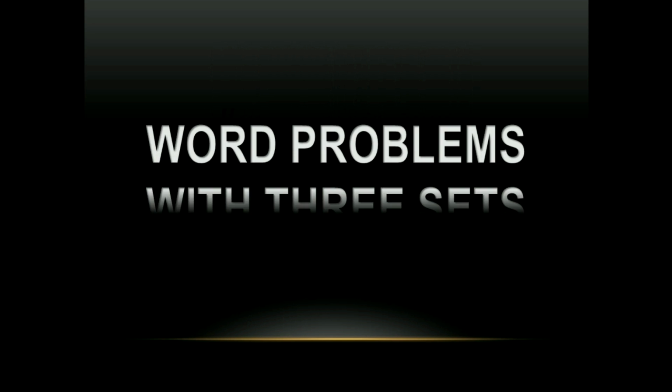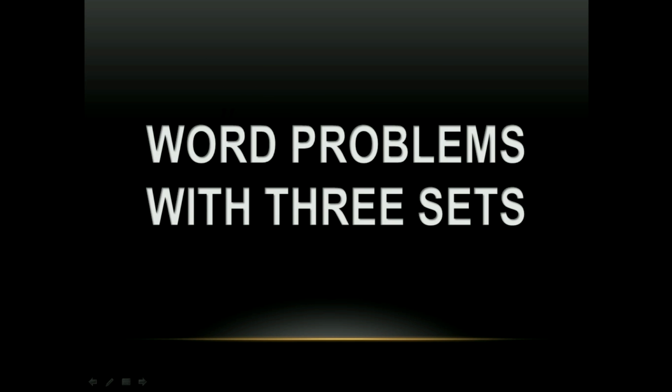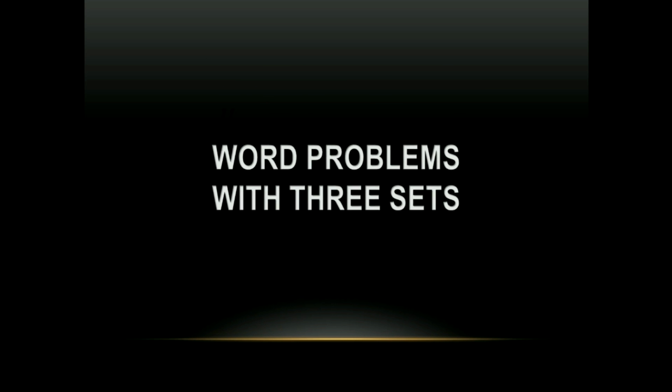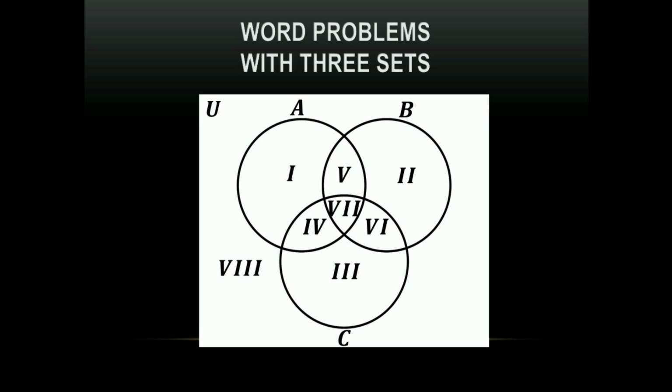Okay, so we're done with solving word problems with 2 sets. How about word problems with 3 sets? So this is different from 2 sets, of course. In this Venn diagram showing 3 sets, there are more regions and there are 3 overlapping circles.